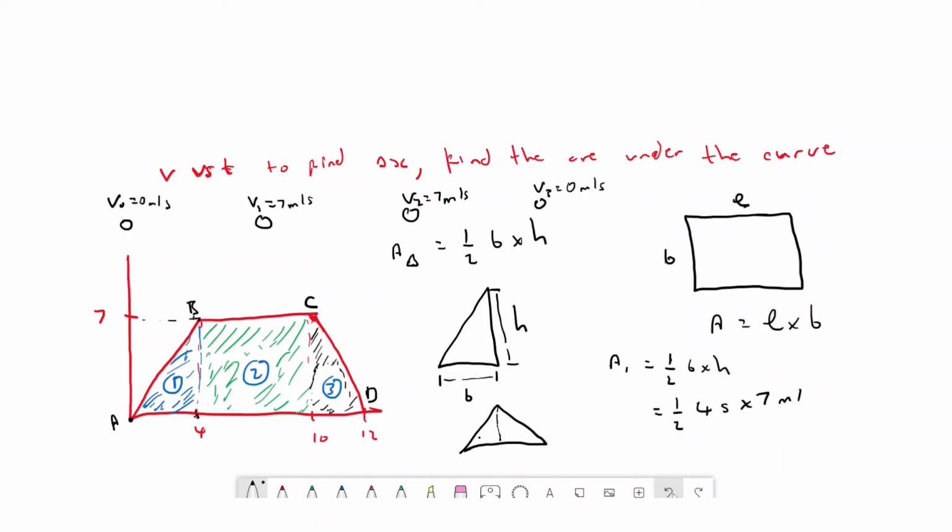Let me write it like this, meters per second. Already you can see that these seconds are going to cancel one another, and then you end up with 7 times 4 which is 28. 28 divided by 2, and then you're going to end up with 14 meters. Because the times have cancelled, you end up with a distance. That is why I'm saying that this area 1 is the same as the position, which is the displacement from A to B. So the position from A to B is going to be 14 meters.